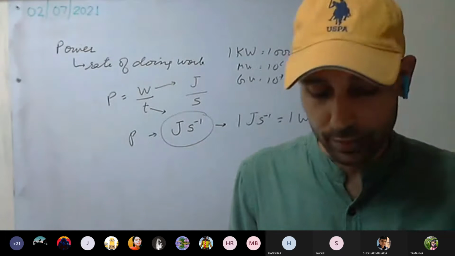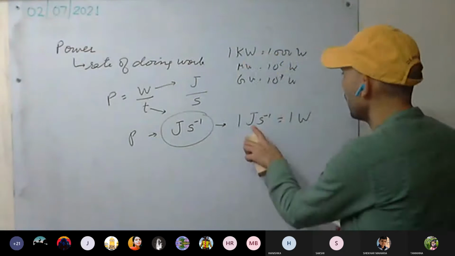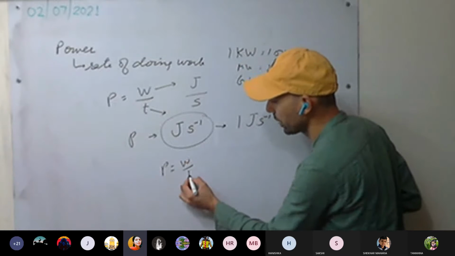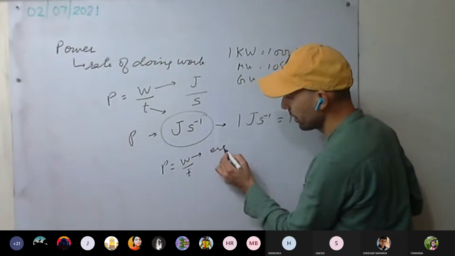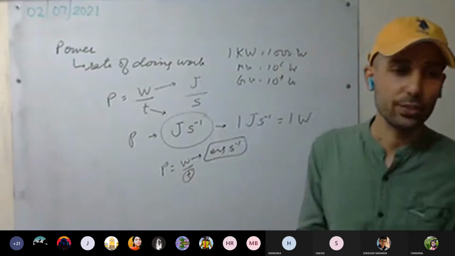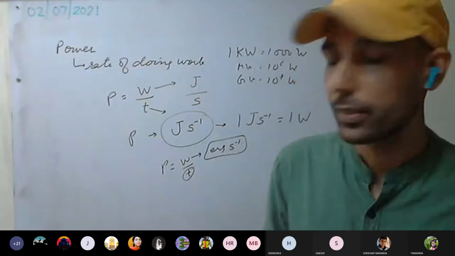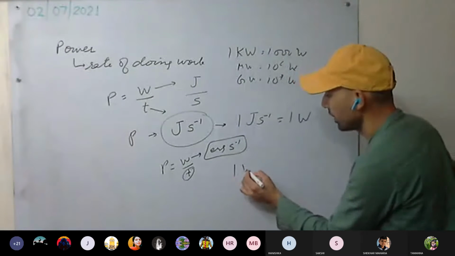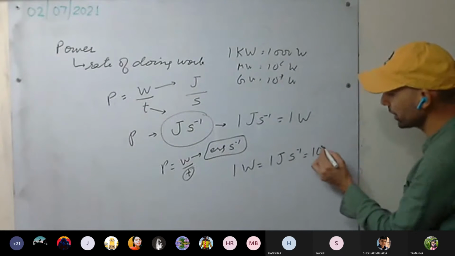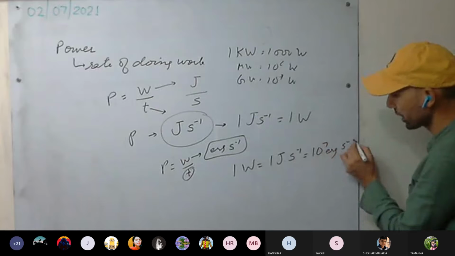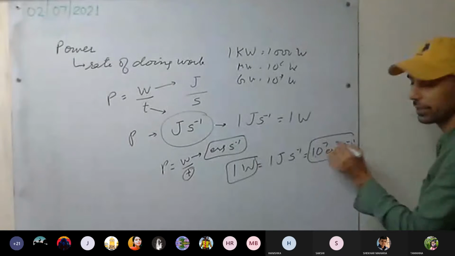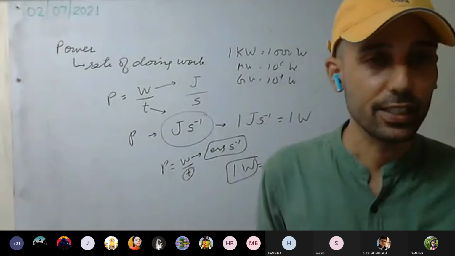CGS unit. What will be the CGS unit? Power is work done upon time. Work done is erg. Time is second. So erg per second. Their relation you can derive. 1 watt equal to 1 joule per second, and 1 joule is how much? 10 raised to power 7 erg. So 1 watt is related to erg per second as 10 raised to power 7. Okay, this is the CGS unit.